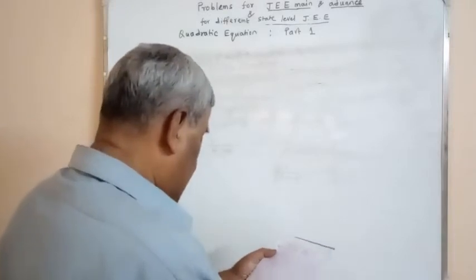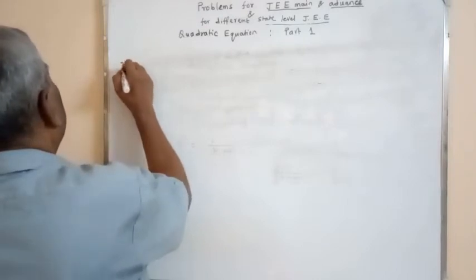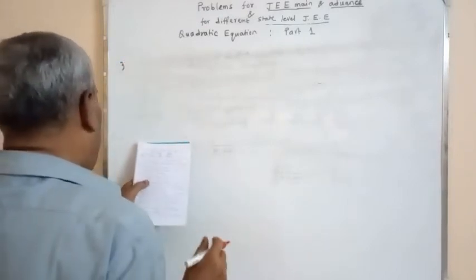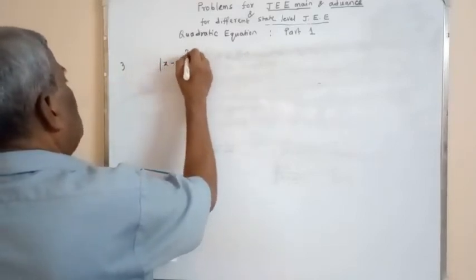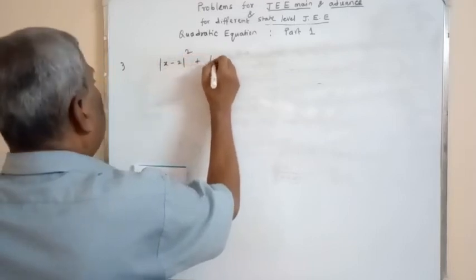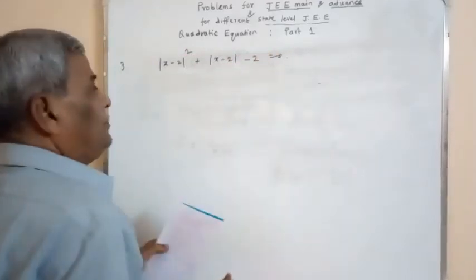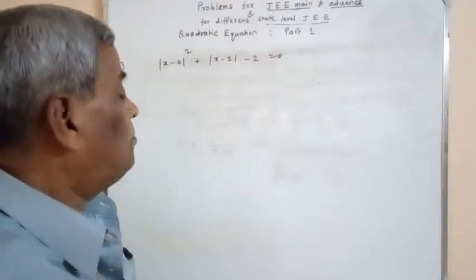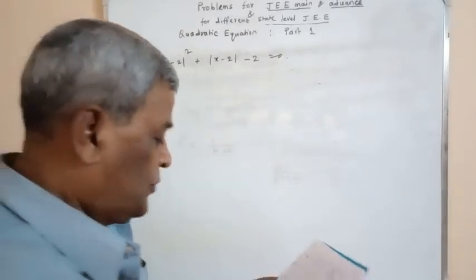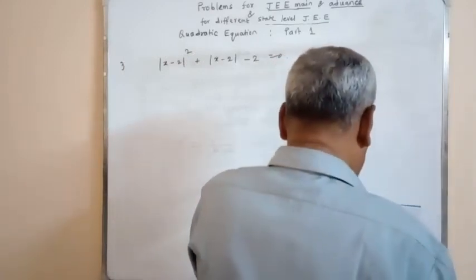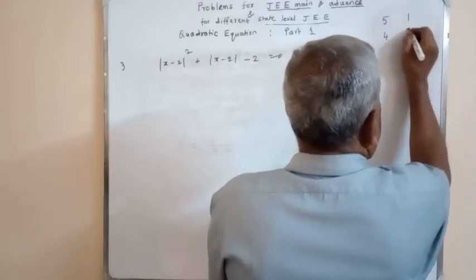Problem number 3. The sum of all real roots of this equation, mod x minus 2 whole square plus mod of x minus 2 minus 2 is equal to 0. To find the sum of all real roots of that equation. Options: 5, 1, 4 and 7.